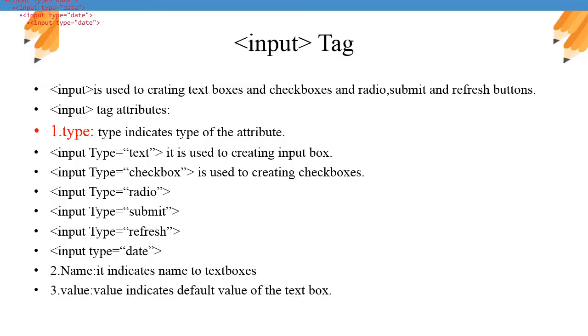If the type equals text, then we are creating the input text box. If the type equals checkbox, then we are creating check boxes. If the type value is radio, then we are creating the radio box. If the type equals submit, then we are creating the submit button. If the type equals refresh, then we are creating the refresh button. If the type equals date, then we are creating the date field. Okay, with the help of type we indicate whether we are creating text or check boxes. The main difference between checkbox and radio box is that a checkbox is used for selecting multiple values at a time, but a radio box is used for selecting only one value at a time.